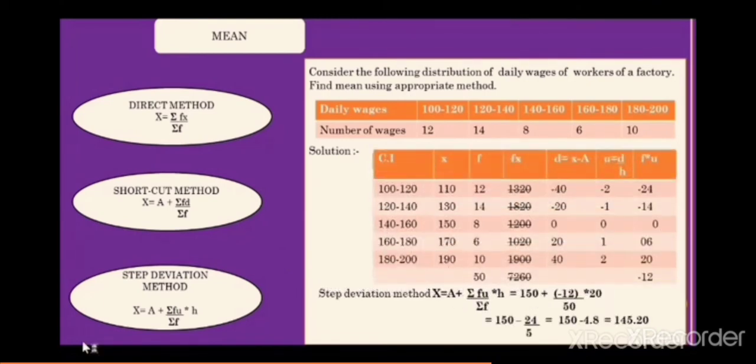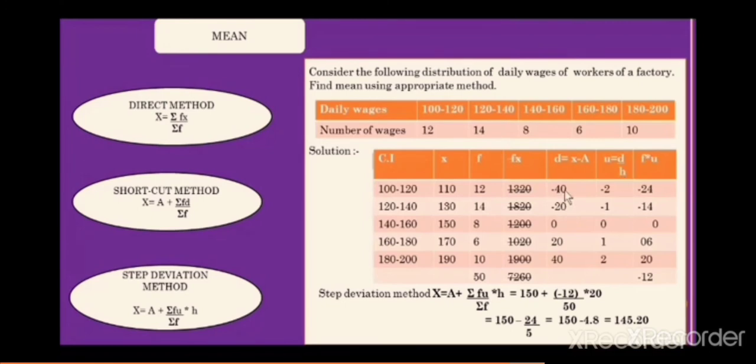For step deviation, here we have 6 columns. First one is ci, xi, fi, and here d equal to x minus a. This is the assumed mean method. But here one more step: u equal to x minus a divided by h. We know that one, we have done in the assumed mean method. How did we get x minus a? A is 150, then 110 minus 150, like that.